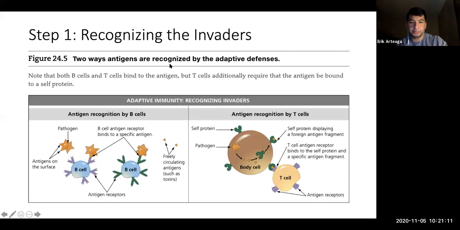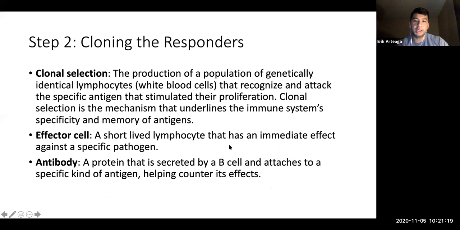All right. So step one is the activation, recognizing the invaders. Okay. Step two, cloning the responders. Clonal selection. So this is a production of a population of genetically identical lymphocytes, white blood cells that recognize and attack a specific antigen, right? That stimulates their proliferation, so it means it stimulates their growing. Okay. Clonal selection is a mechanism that underlies the immune system's specificity and memory of antigens, right? So clonal selection just means that there's going to be a B cell that's activated by the antigen. It's going to eventually turn into a plasma cell that produces the antibodies, right?